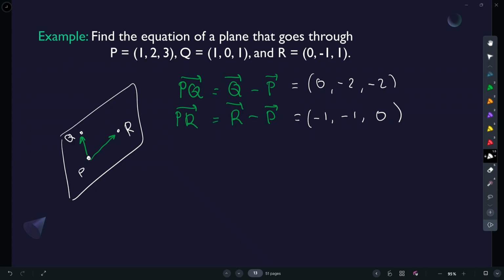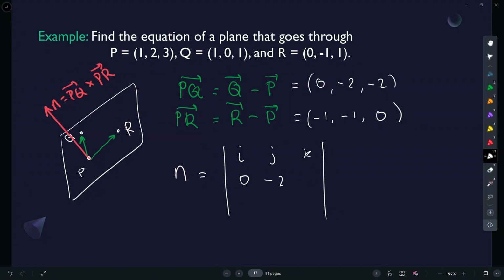And now what I need is a normal vector, and that's what the cross product is for. So my normal vector, I'm going to pick PQ cross PR. Remember that to find that vector n, I do the cross product. So I would have to find the determinant of, I put here the coordinates of PQ, and then the coordinates of PR, and whatever this is, that is the normal vector. And then you use the normal vector and the point P, for example, to find the plane.